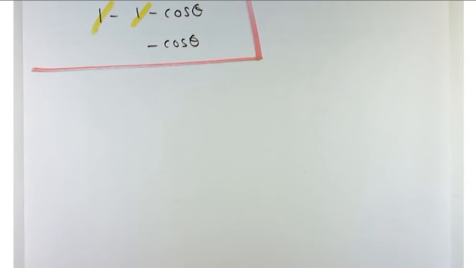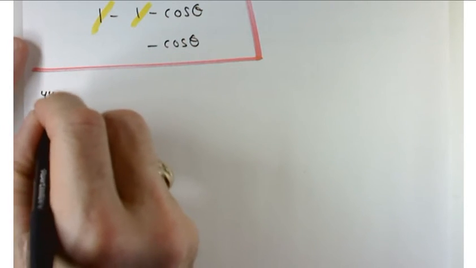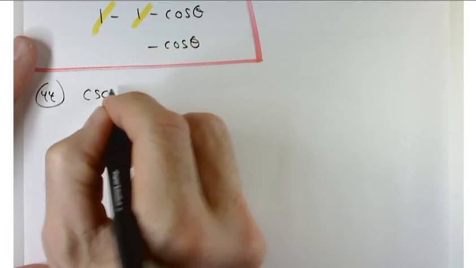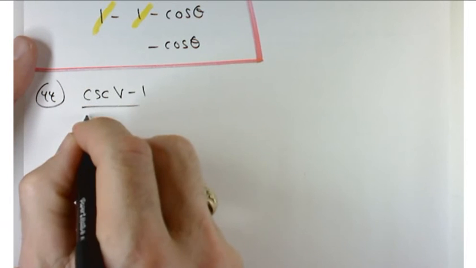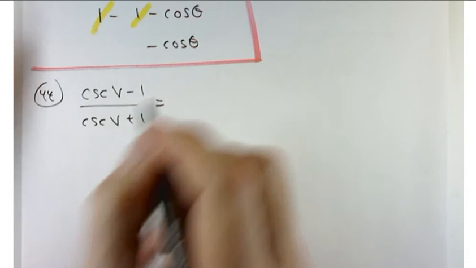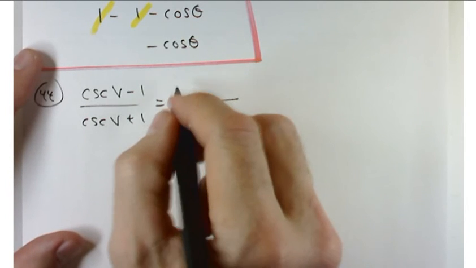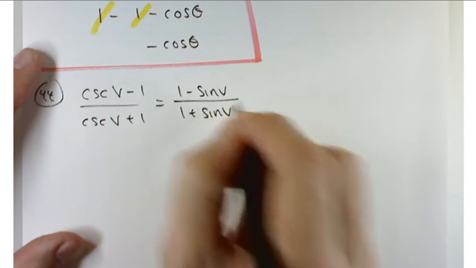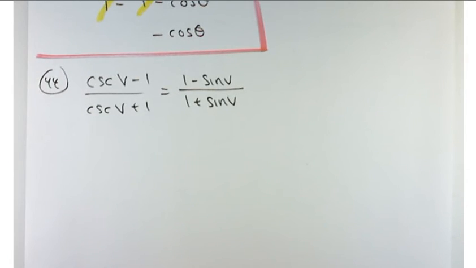Let's try problem number 44. Cosecant of v minus 1 over cosecant of v plus 1 equals 1 minus sine of v over 1 plus sine of v. This is another one that it just doesn't really look possible. But we've done a bunch of these. Look back at your list of things to try.